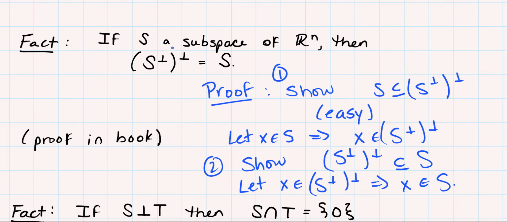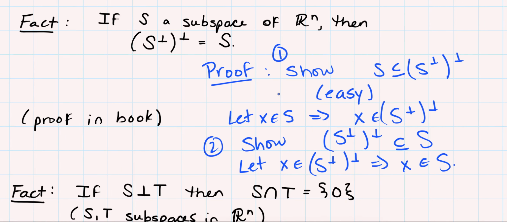But this is sort of like, remember that thing we had with transposes? If you had a matrix, let's say S transpose, and then you take the transpose again, you get the original matrix. That's how you can think about this, sort of. It's kind of like the same concept. You have S perp, and then you take the perp again, and you get the original subspace.